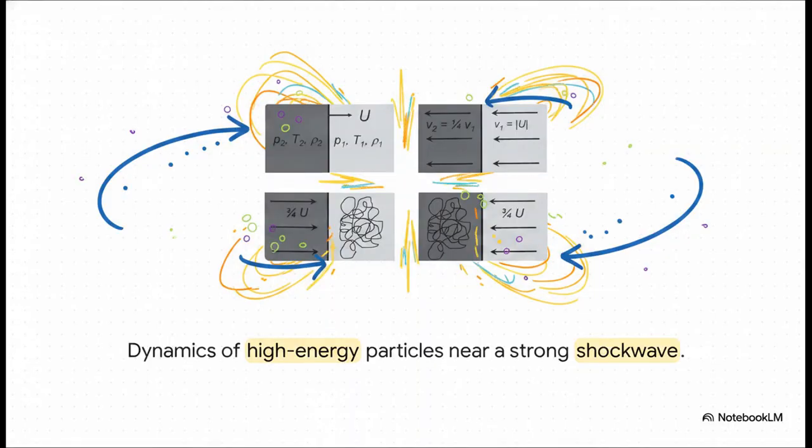Just picture a highly supersonic supernova shock advancing relentlessly through the interstellar gas. Because our cosmic ray particles are moving near the speed of light, the shock itself actually seems slow to them.